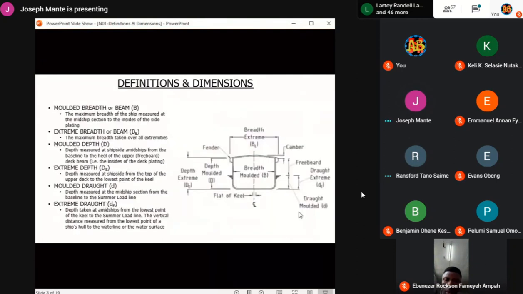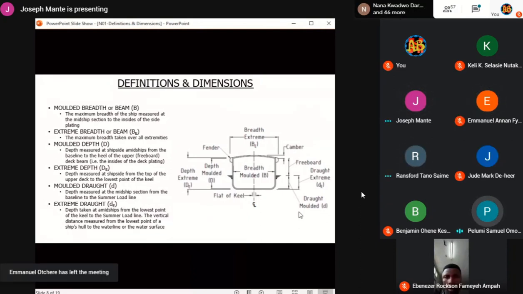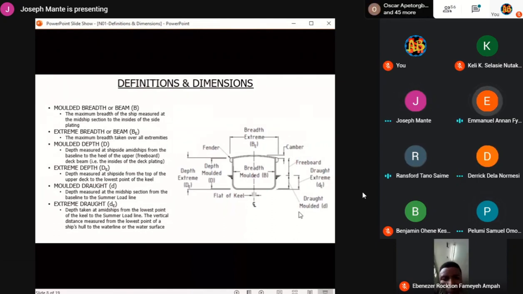I hope it's clear. Yes, then we now move to molded breadth or beam. What type of section is this? What type of view are we seeing? The diagram there, what type of view is that? That's the end view. Did you do anything like end view in naval architecture? Transverse. Yes. Okay.